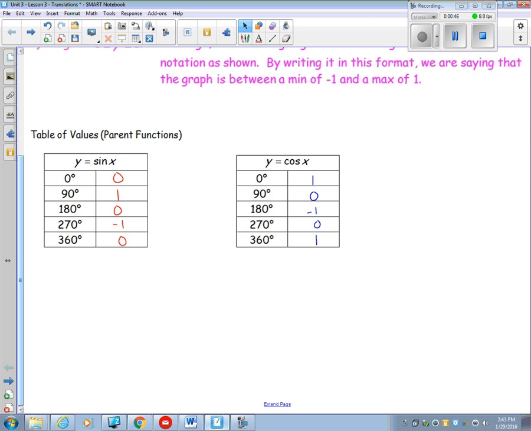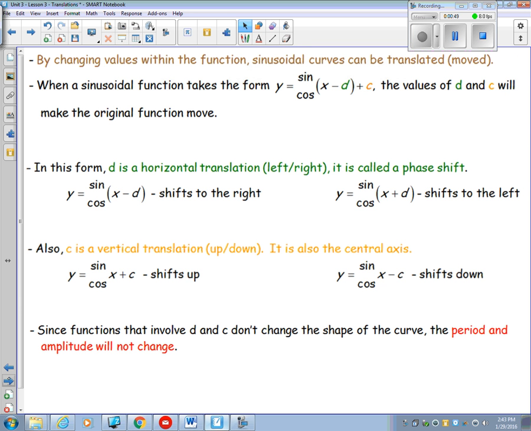Our objective today is to start, as I said, moving these things around. We noticed last lesson we had an A and a K and a C, and that did things to our functions. Well, we're going to add a new letter today, a D. The letter D right here in the side of the bracket is also going to do some things to us. In particular, a D is something we call a phase shift. We move it left or right.